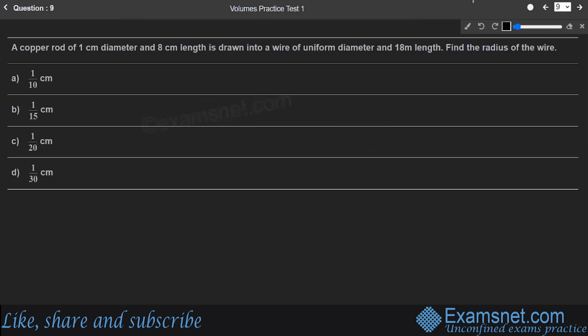Now, a copper rod of 1 centimeter diameter and 8 centimeter length is drawn into a wire of uniform diameter and 18-meter length.